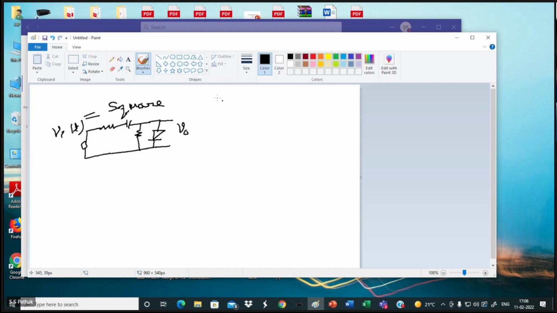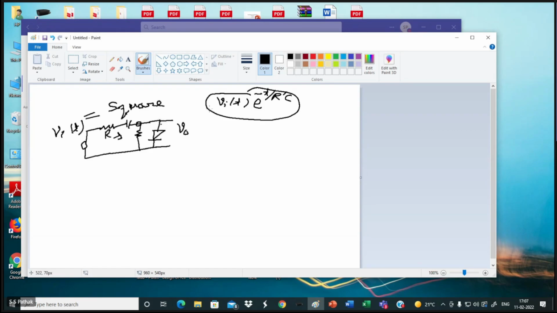Here will be your VIT into e to the power minus t by R dash C. R dash will be R parallel to something, and in series with this RS. RS also is coming into that picture. So VIT into this thing will be the signal that will be appearing to the capacitor, appearing to the diode. That is the signal that will be appearing to the diode.